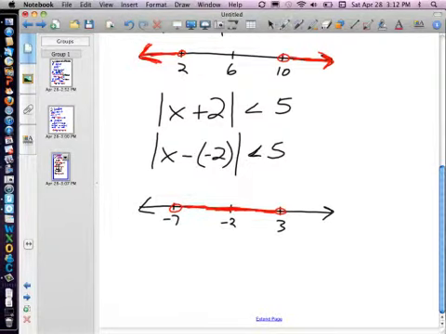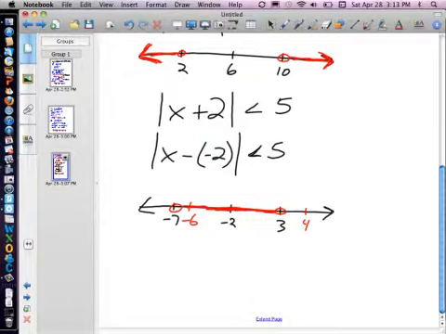And again, you can plug it in and see if it makes sense. So try something like negative 6. Negative 6 plus 2 would be negative 4. Absolute value, which is 4, is less than 5. That works. If you plug in something like 4, 4 minus negative 2, or 4 plus 2, is 6, which is not less than 5. So that wouldn't make sense. So you can either go by the initial examples that I gave you, or you can go by more of the book style, which is distance related.